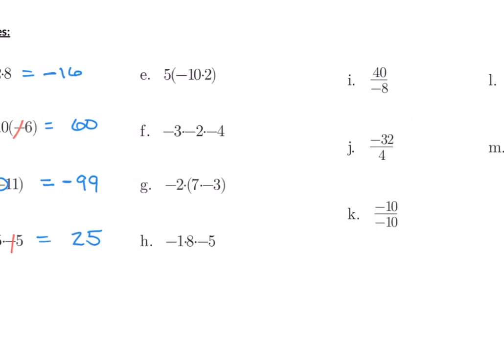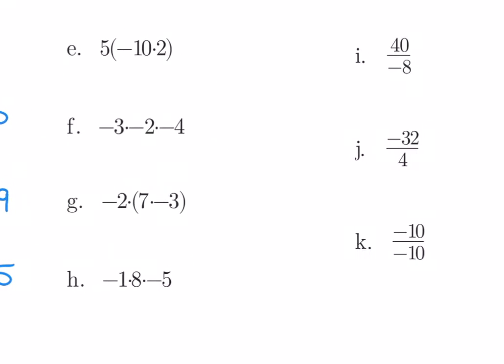All right, let's look at examples E through H. These are going to be ones where we have several numbers involved. So this is where you need to know your rules in terms of, is there an even number of negatives or an odd number of negatives? This is not going to be same signs, different signs. So it's all about how many are there.